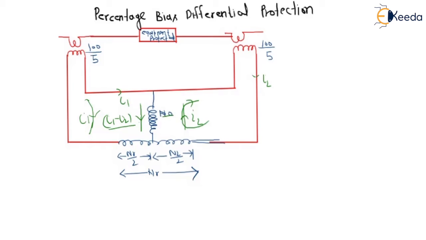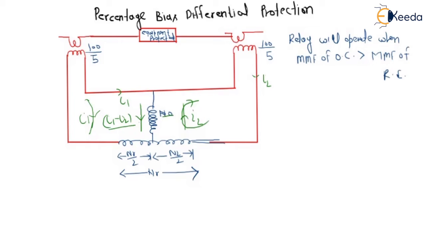Now we will use the principle of MMF. The relay will operate when the MMF of the operating coil is greater than the MMF of the restraining coil, because we know that torque is derived from MMF, basically flux. So we can see from here that N naught into I1 minus I2 must be greater than NR.